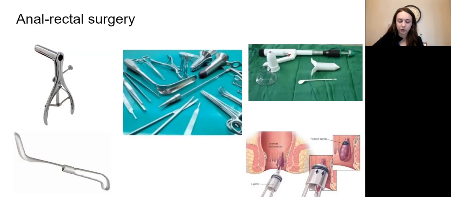So again, for your textbook definition, know that this is going to be congested and dilated veins. It's a venous plexus, and know the type of tissue. It's submucosal and subcutaneous tissue.